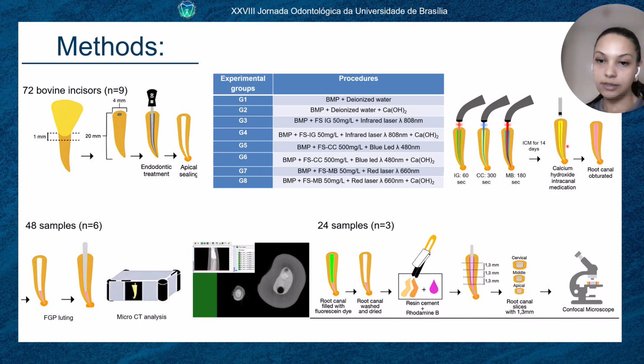After 14 days of the calcium hydroxide action, the root canals were filled with gutta-percha cones, and after that, the fiberglass posts were fixed using a dual-cure resin cement. 48 samples were evaluated using micro-CT to assess gap formation and bubble volume, and 24 samples were evaluated using confocal fluorescence microscopy.